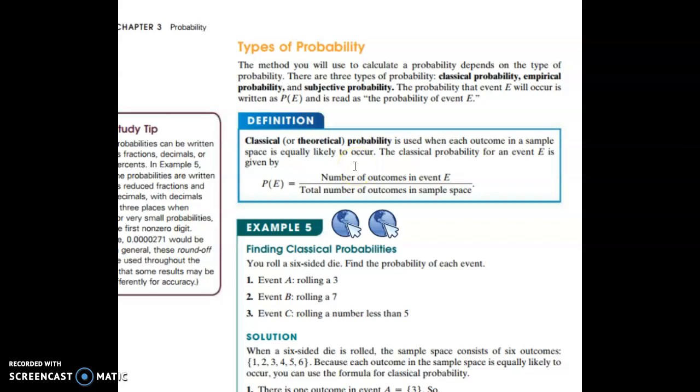And the way you calculate probability in a situation like this, the probability of some event happening is the number of ways that event can occur over the total number of possible outcomes that there are. And that's called the sample space, all the possible outcomes.